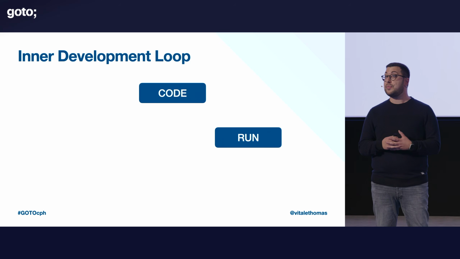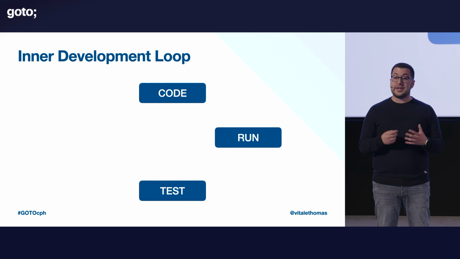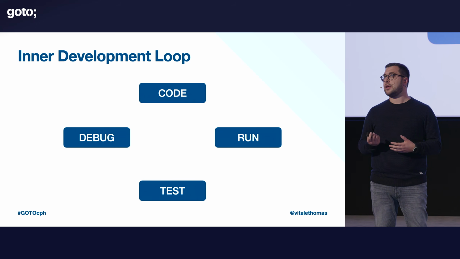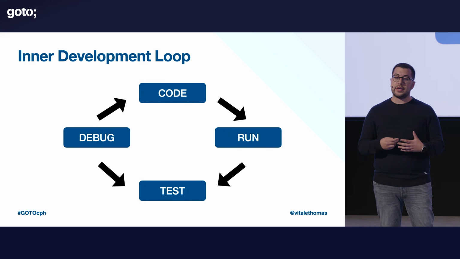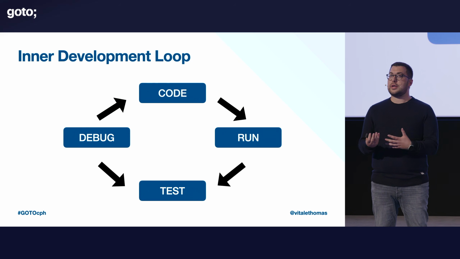Eventually, we want to run the application and test that everything is as we expect it to be, and if necessary, even do some debugging. Now, all these activities, we repeat them continuously. It's a loop. It's a loop that we implement locally in order to do our development work.